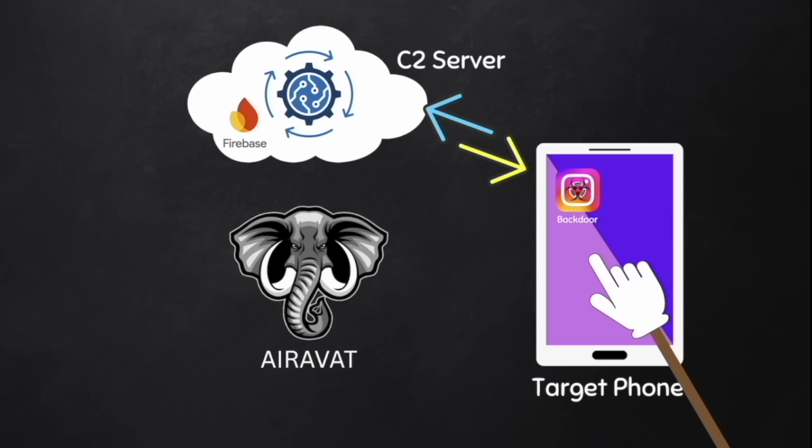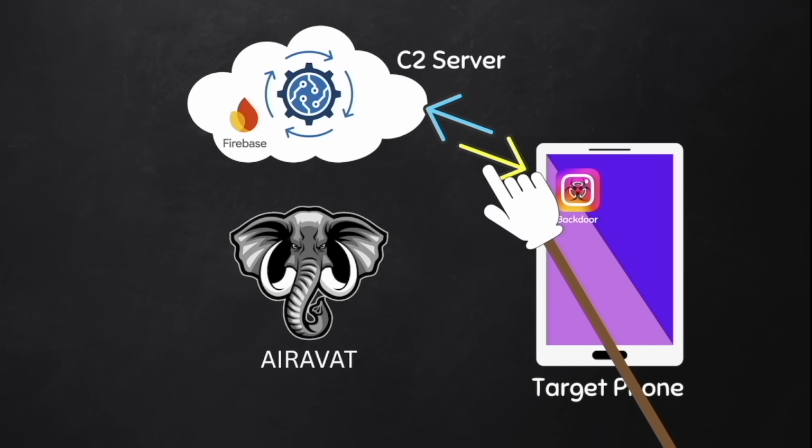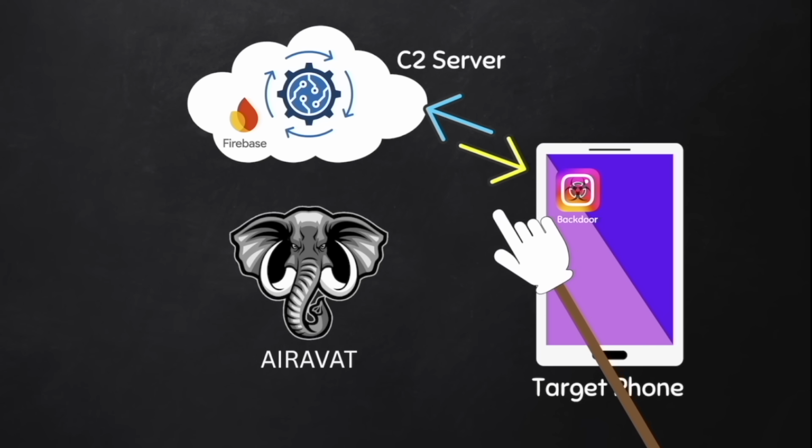Therefore, when this backdoor communicates with our C2 or command and control server, the network traffic generated by our backdoor is going to look very similar to any other network traffic generated by any other normal Android application. As a result, it will not be flagged by many network security monitoring tools.